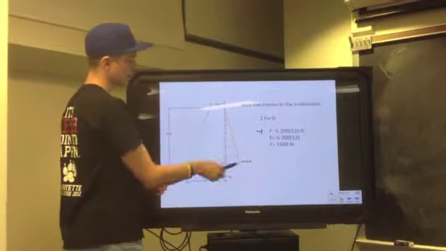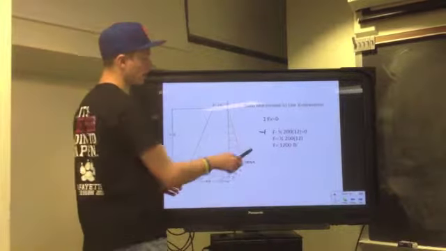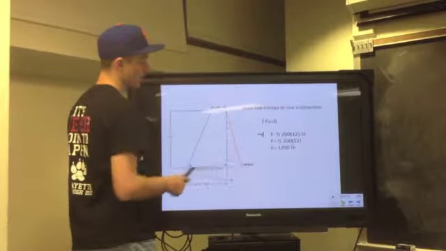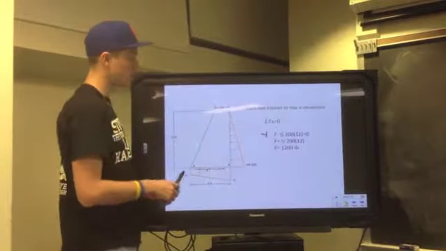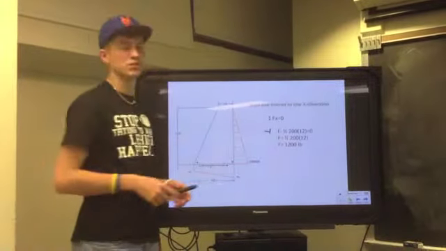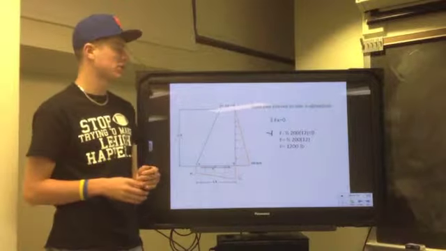And since the distributed load is acting in a triangle, it's going to be 1/2 times 200, which is our given force value, times 12, which is the distance. And equating the two is going to be F equals 1/2 times 200 times 12, giving us a frictional value of 1200.